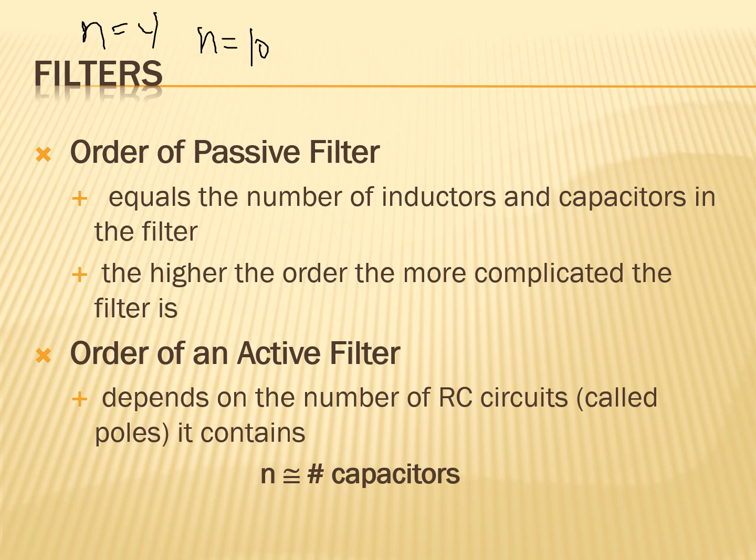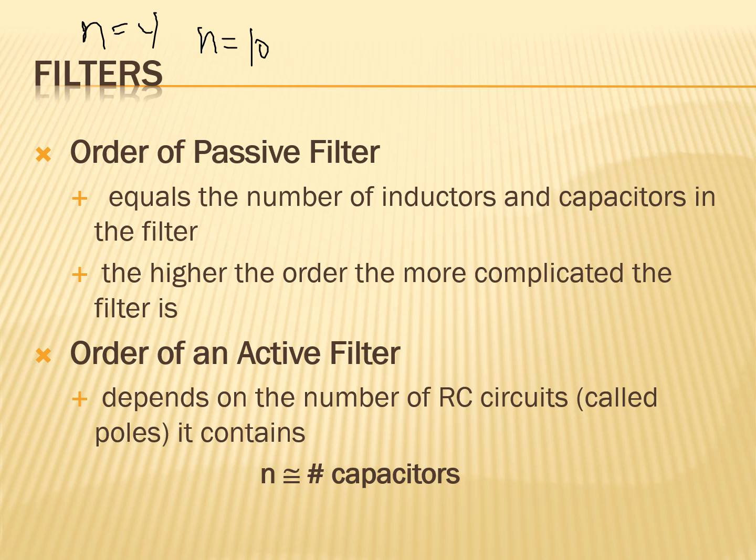So the order of a passive filter also tells us how complicated the filter is, because the more inductors, the more capacitors, or the higher order we have, the more complicated your filter is.